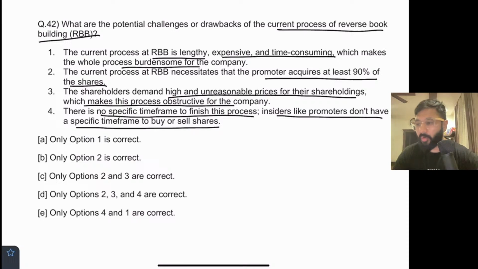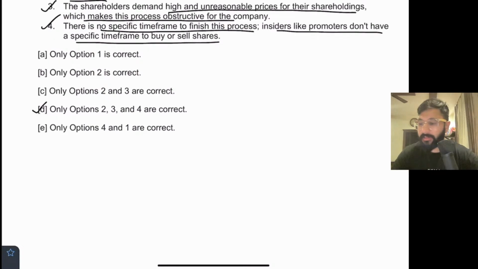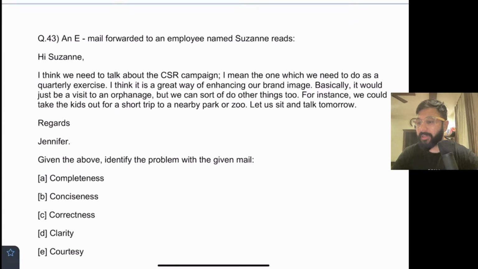Challenges पूछे हैं क्या क्या होते हैं रिवर्स बुक बिल्डिंग के. 2, 3 and 4 सारे ही challenges हैं. ओके. The answer is option number D. आगे चलते हैं. Question number 43.